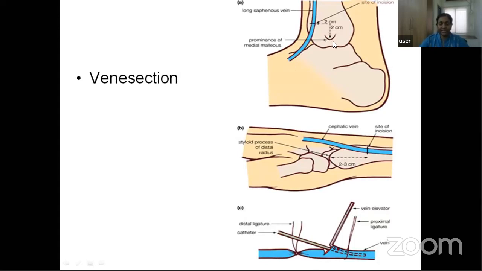And as you can see in this picture, this is the medial malleolus. 2.5 centimeters in front of this will have the great saphenous vein. So they ligate the great saphenous vein and pass the IV catheter directly into the great saphenous vein. So in this case, what will happen is a larger amount of IV fluid will be passed. So it is done commonly in case of shock where a larger amount of hydration is required for the patient. So these are the clinical aspects we have for the venous section.